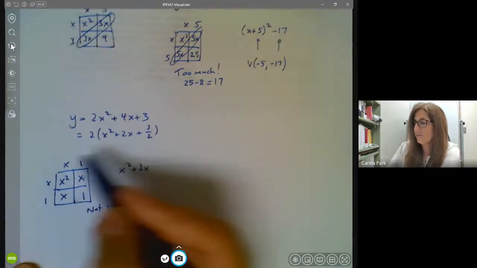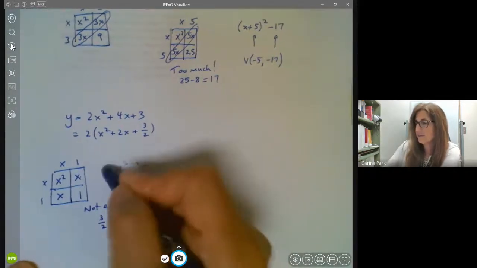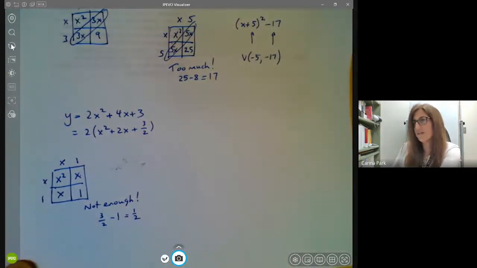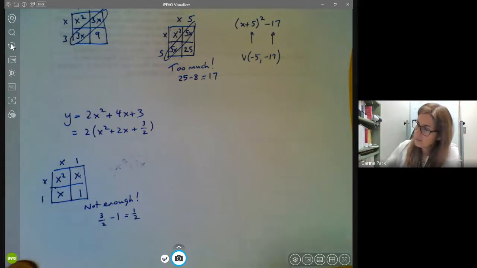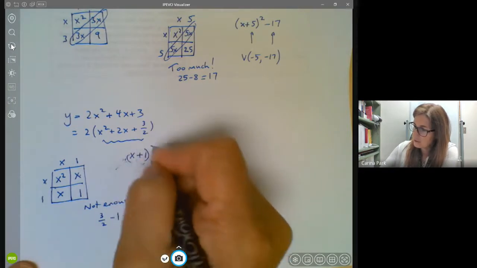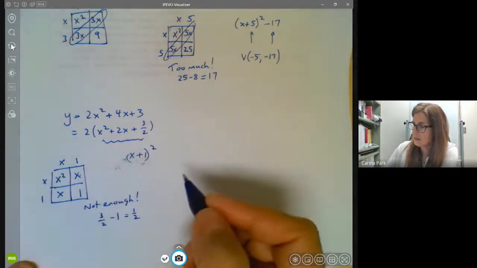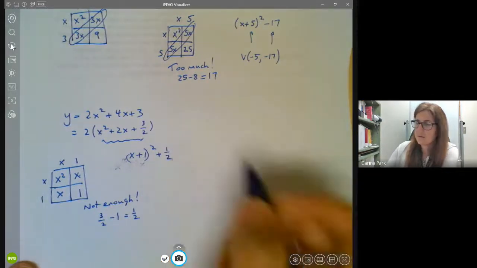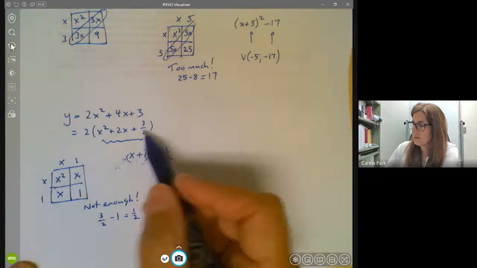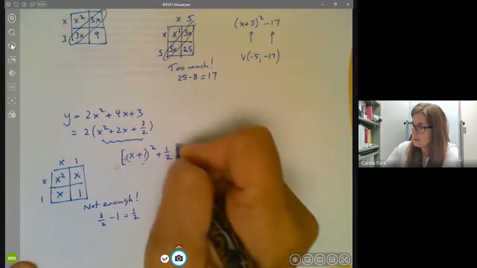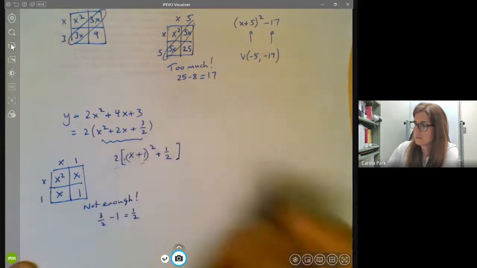And remember, I'm sort of leaving out the 2 for now. We'll deal with the 2 later. We're just going to deal with completing the square of the inside. So what I really have here is this part is x plus 1 squared, which is the stuff in the square here, but I also have to add to it a half in order to make it equal to here, because it wasn't enough. There was only 1. And this whole thing is times 2.